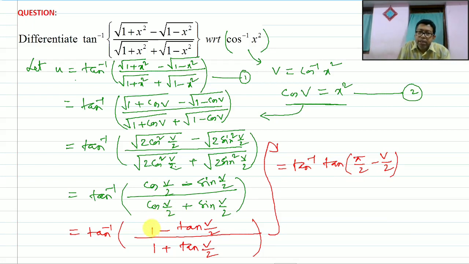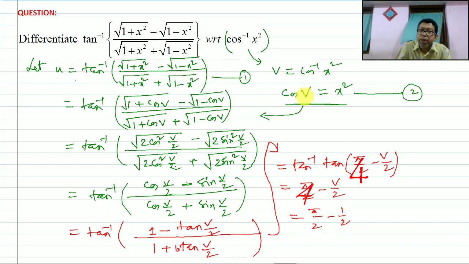Obviously, because this 1 is equal to tan of pi by 4, and the tan of v by 2 can be kept as it is. So tan a minus tan b divided by 1 plus tan a tan b will be tan of a minus b. Here a is pi by 4 and b is v by 2, so that you are getting pi by 4 minus v by 2, isn't it? Now this is equal to pi upon 4 minus v upon 2. So what is v? V is equal to cos inverse of x square, isn't it? So write cos inverse of x square.